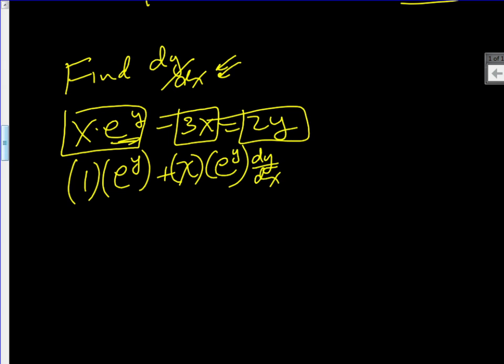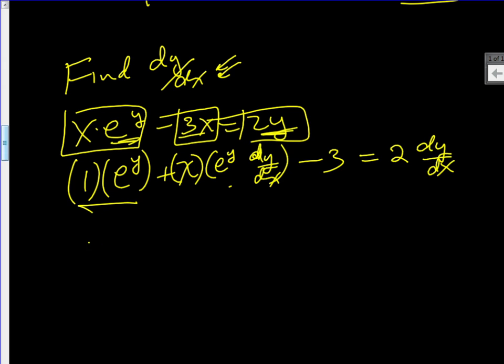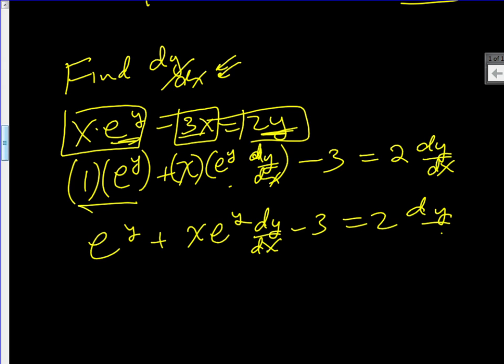Maybe I was too quick in putting the parentheses. e to the y times dy/dx minus the derivative of 3x with respect to x is 3, equals the derivative of 2y with respect to y is 2 times dy/dx. I'll just clean this up. Multiplying by 1 doesn't matter. Plus you have x e to the y dy/dx minus 3 equals 2 dy/dx.